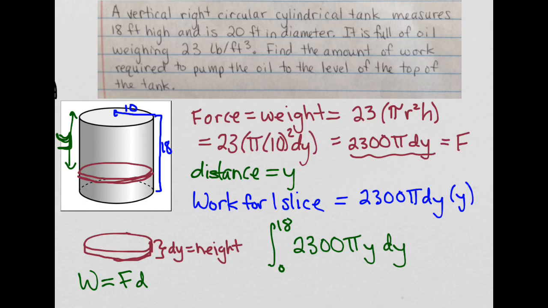You can pull out the 2300 pi, since it's a constant, and then just integrate y dy from 0 to 18, and you would get 162. Then you multiply that by 2300 pi. And your final answer is 372,600 pi foot-pounds of work. So, foot-pounds.